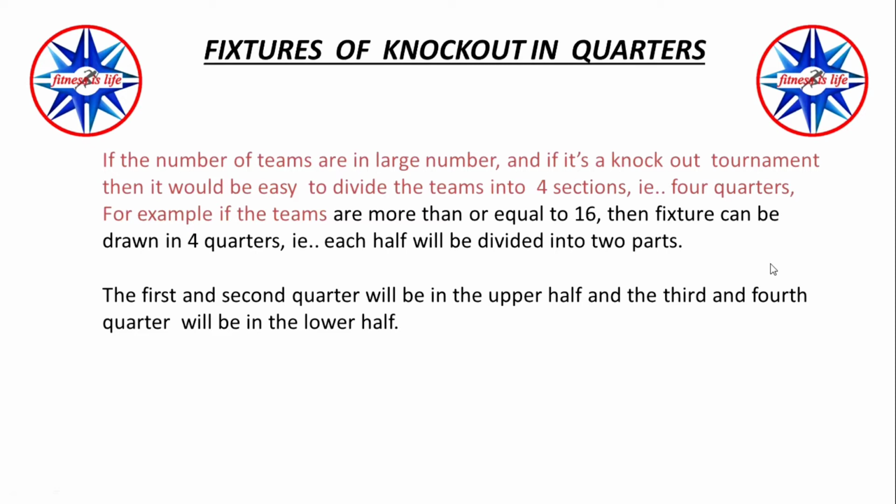For example, if the teams are more than or equal to 16, then the fixture can be drawn in 4 quarters and each half will be divided into 2 parts. The first and second quarter will be in the upper half and the third and fourth quarter will be in the lower half.